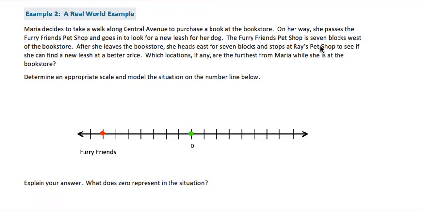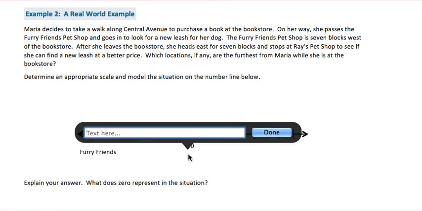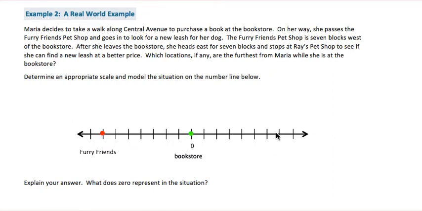And in looking at our situation, on her way to the bookstore, she passes the Furry Friends pet shop. The Furry Friends pet shop is 7 blocks west of the bookstore. This clue tells us 7 blocks west of the bookstore. That tells us that our 0 is actually the bookstore. And once we've labeled our number line, things will be a lot easier to identify.